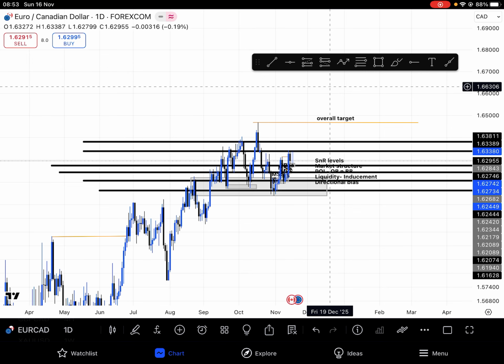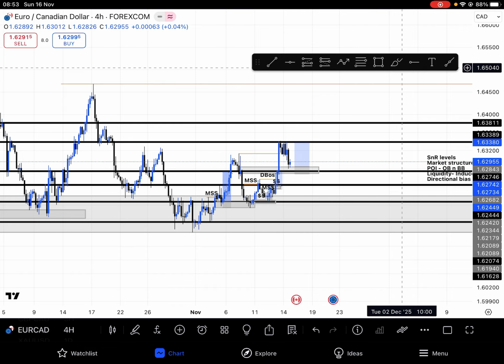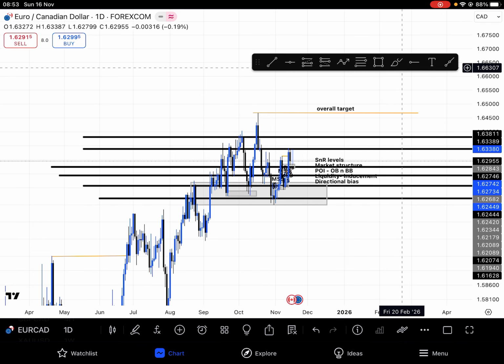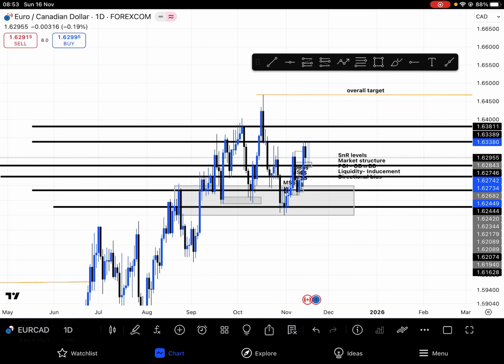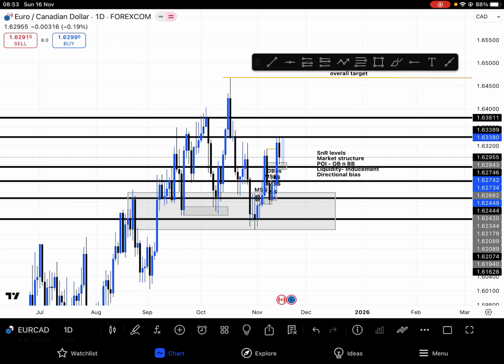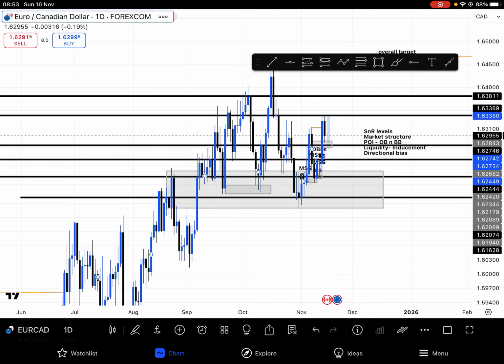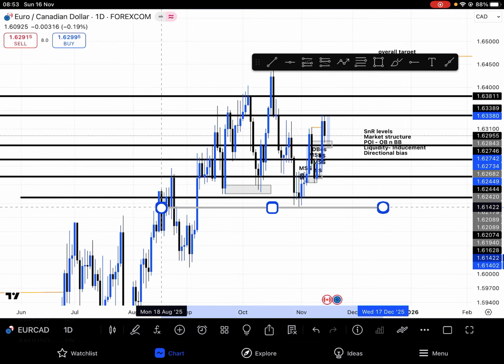So I go to the 4-hour time frame to find this. On the daily as well, I still find my POI. So I find my POIs on the 4-hour or the daily. And on this daily, I already marked a breaker block, which is this one here.